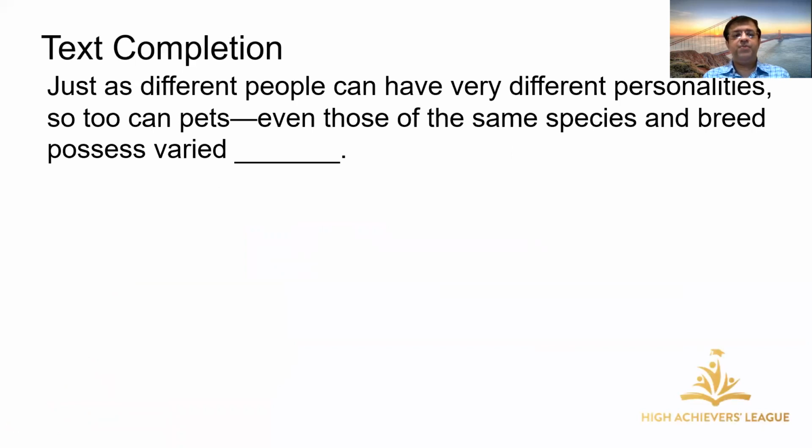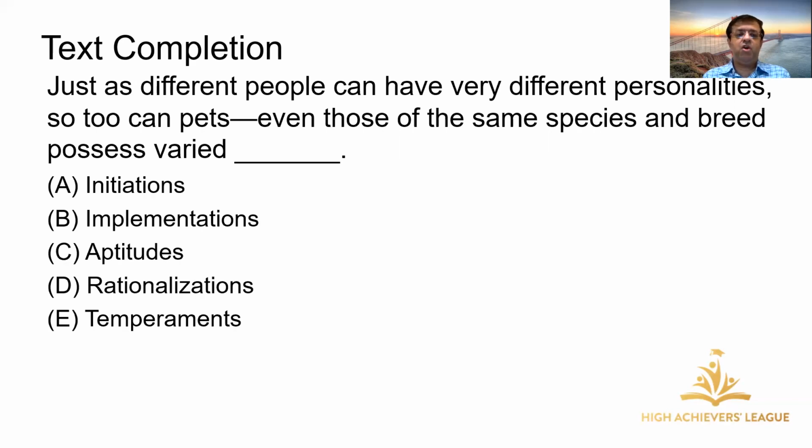Let's look at a question here. Just as different people can have very different personalities, so too can pets. Even those of the same species and breed possess varied dash. So a technique that we generally tell students is to not look at the answers. So when you get a question like this, please, in your own words, think about a word that you think should go in there. So in a sense, what this sentence is saying is that just as people have different personalities, even pets of the same species or breed can also have different personalities. So we are looking for a word that is closer to personalities here.